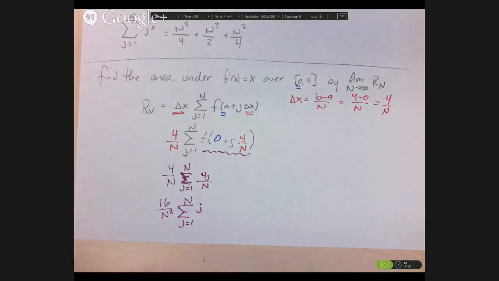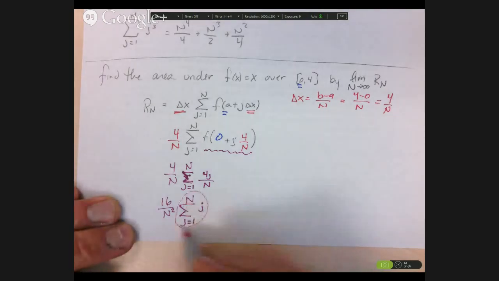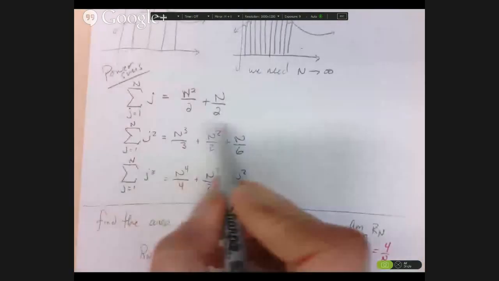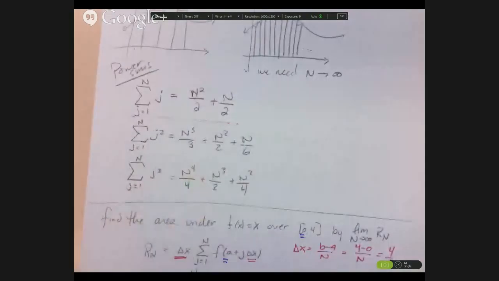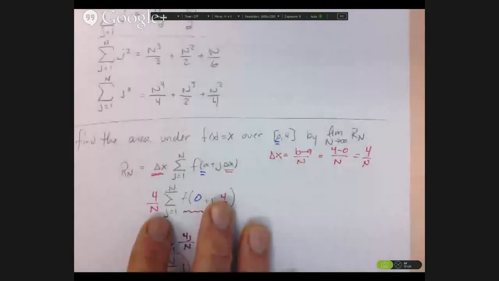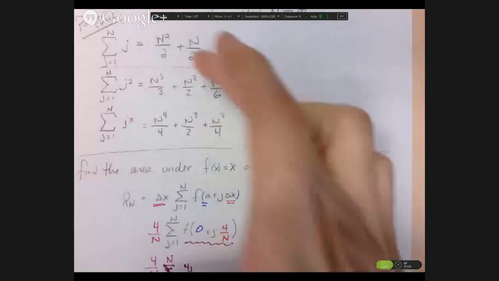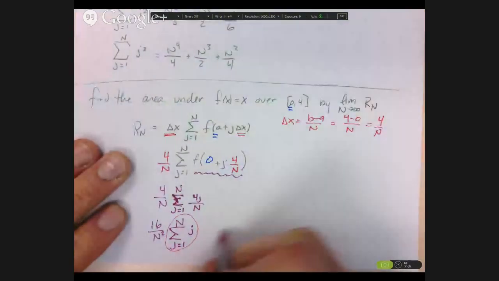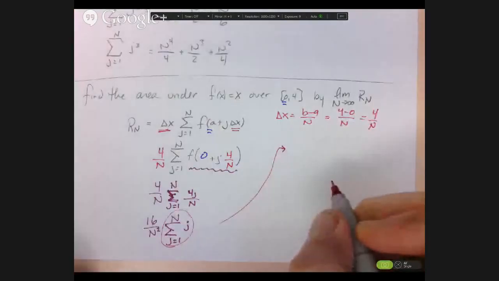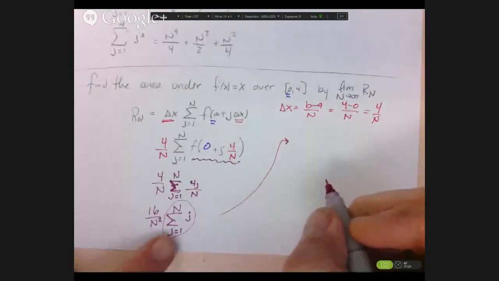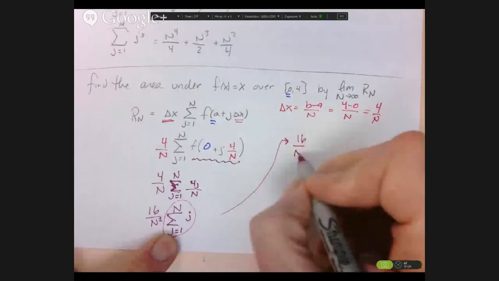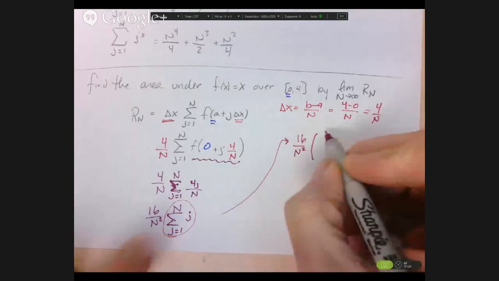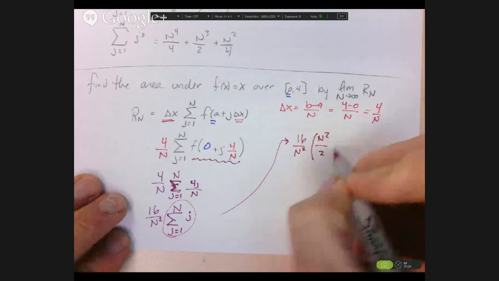This right here is a power sum, right? So we're going to substitute. Yeah, that's a power sum. So we have 16 over n squared times the sum of j squared.